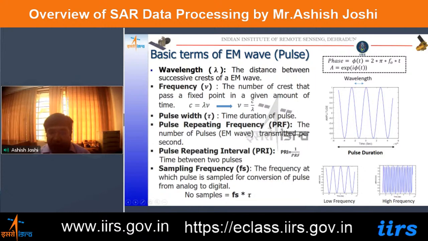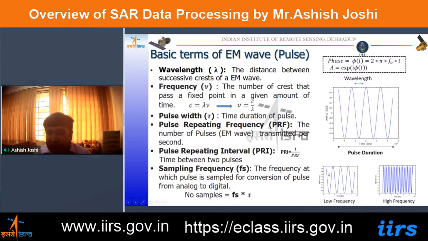And what is the sampling frequency? The frequency at which the pulse is sampled for the conversion of the pulse from analog to digital. So the number of samples is given by the sampling frequency Fs times the pulse width. This is called the sampling frequency, means the frequency at which the pulse is sampled. If we have any analog signal and we want to do the sampling, the frequency at which we do the sampling is called the sampling frequency.